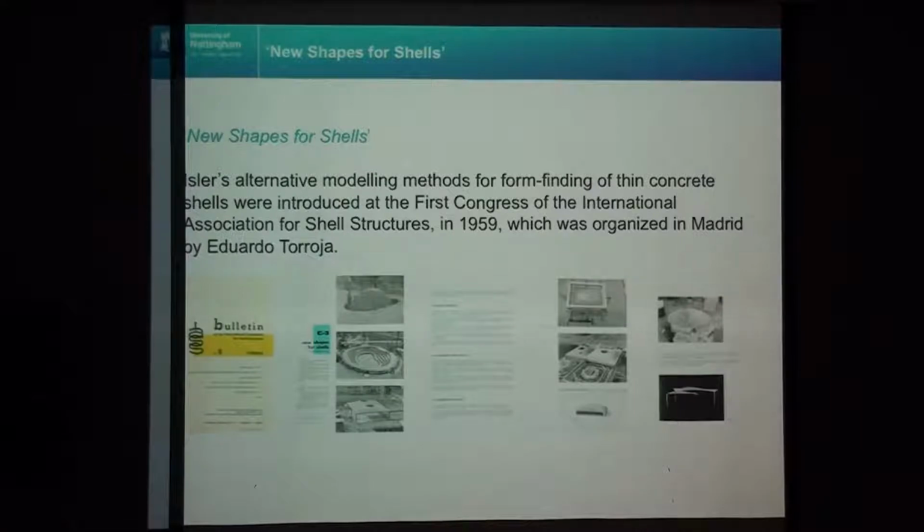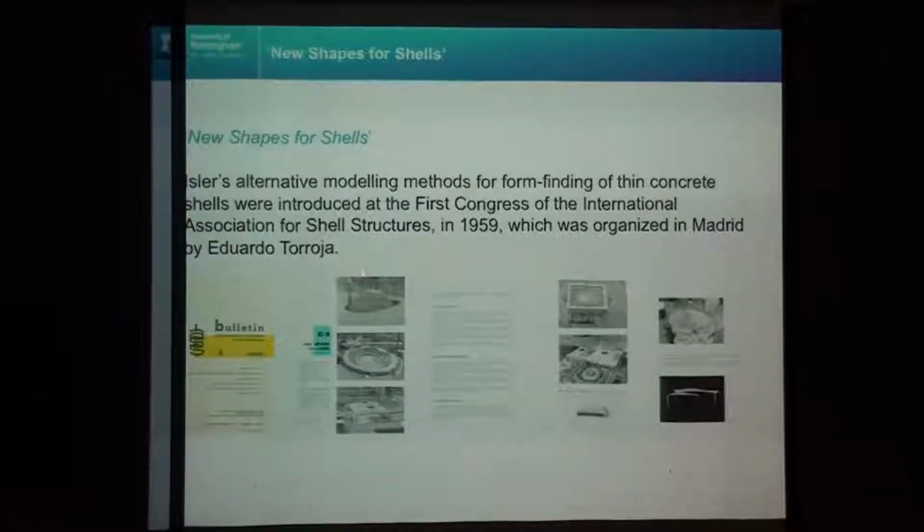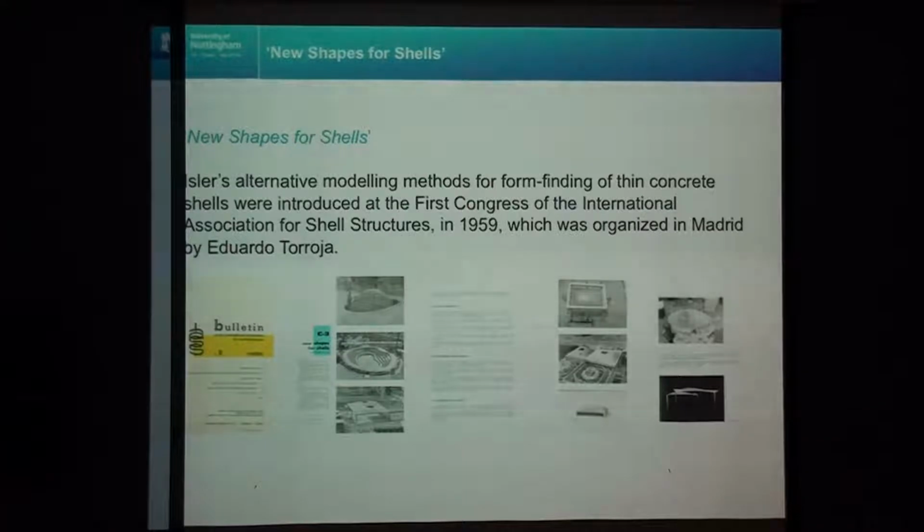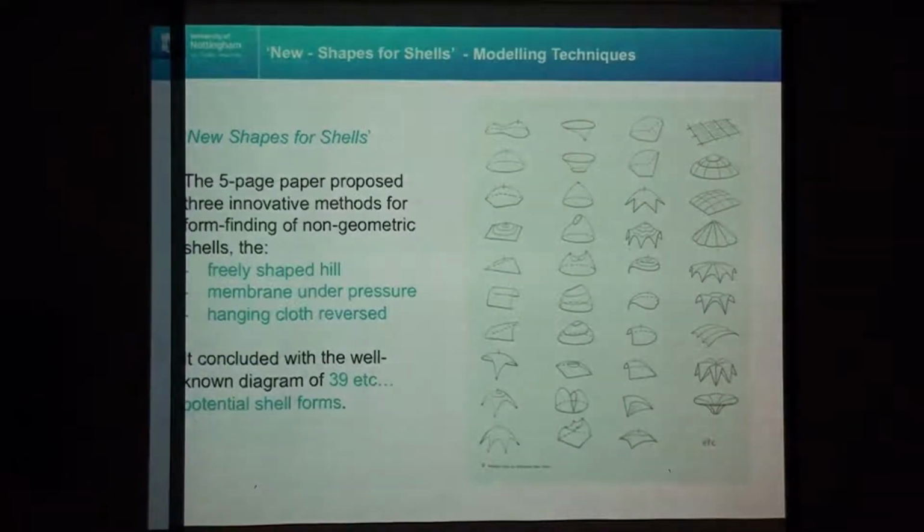And typically of Heinz Isler, when he was writing about his own work, the text was very brief. In total, it was a 5-page paper, and you got 1 page of images, 1 page of text, another page of images, another page with a very small text, and then the last page you get this well-known diagram, which I call 39 etc. There are 39 different sketches that Heinz made himself, and then at the end here you have etc. to show that actually there are an infinite number, an infinite spectrum of different shapes that you can get using the freely shaped hill, or the membrane under pressure, or the hanging cloth reversed, as he called it.